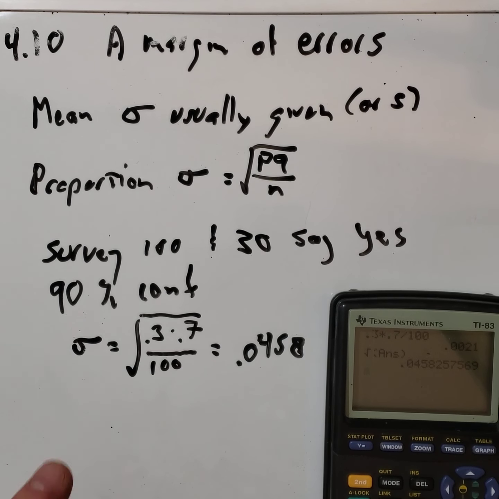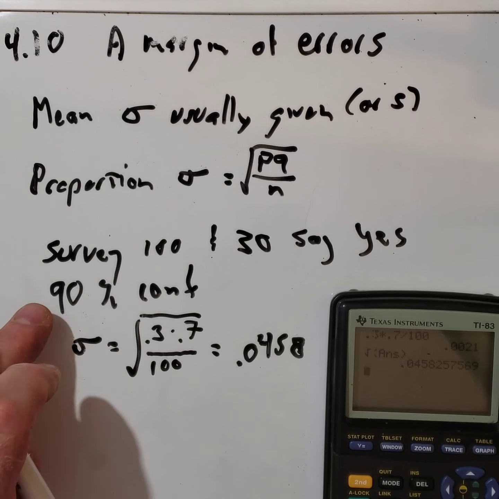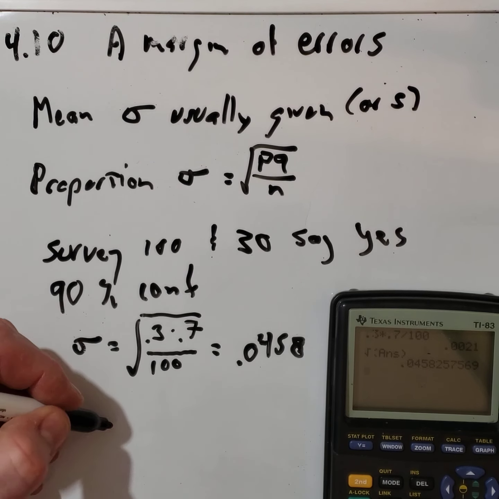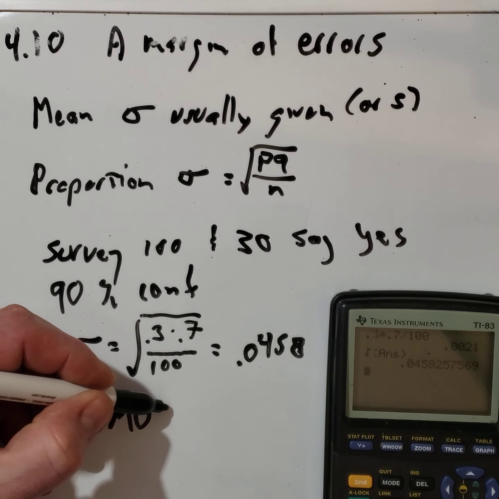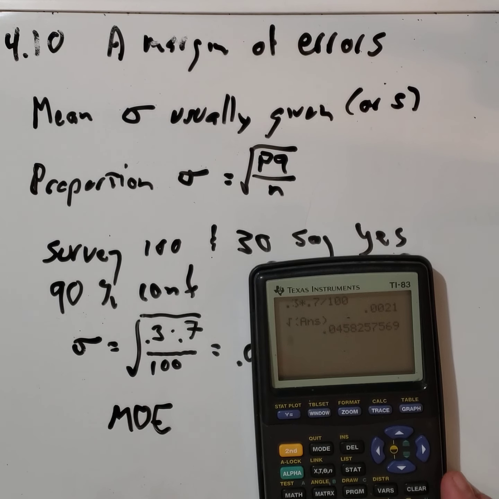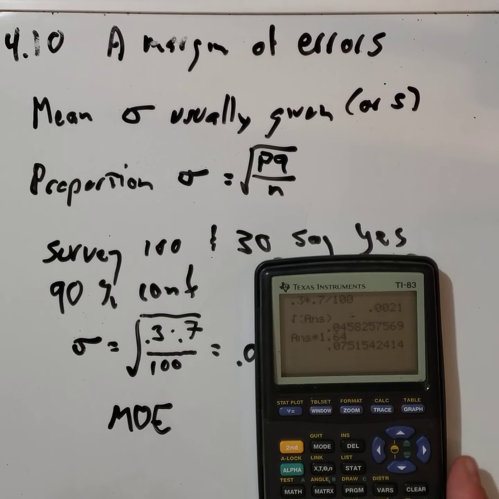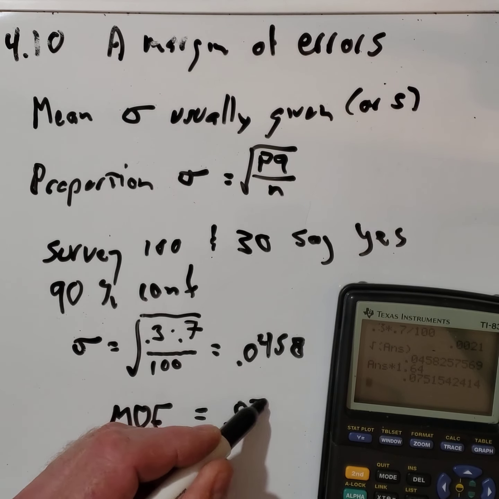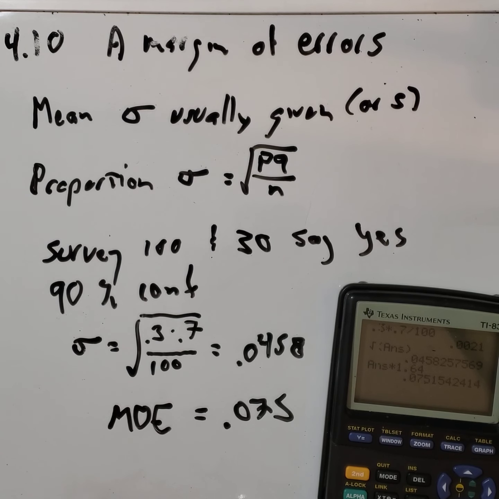And remember, we would multiply 1.64 times that to get the margin of error. So our margin of error here is going to be that times 1.64. 64 is right, isn't it? I remember my three little numbers. So our margin of error is going to be 0.075.